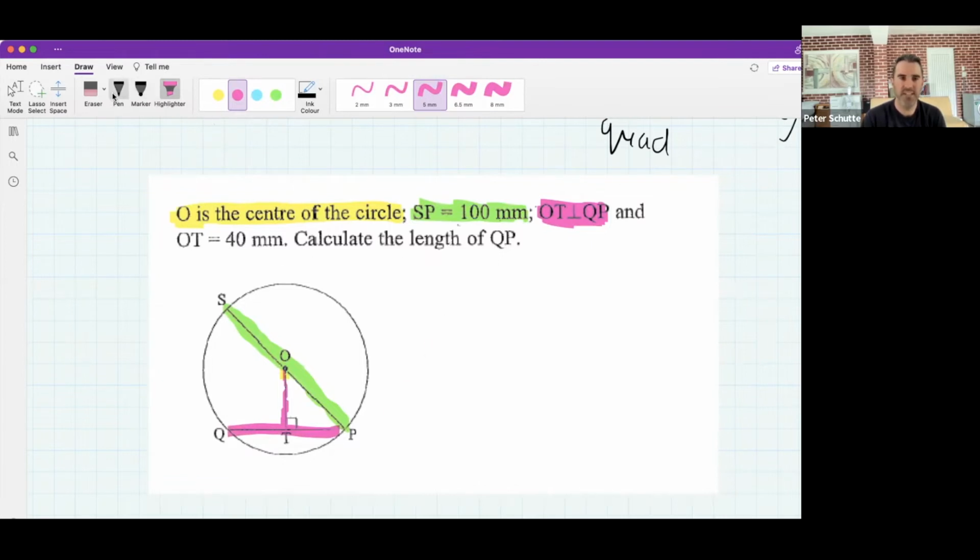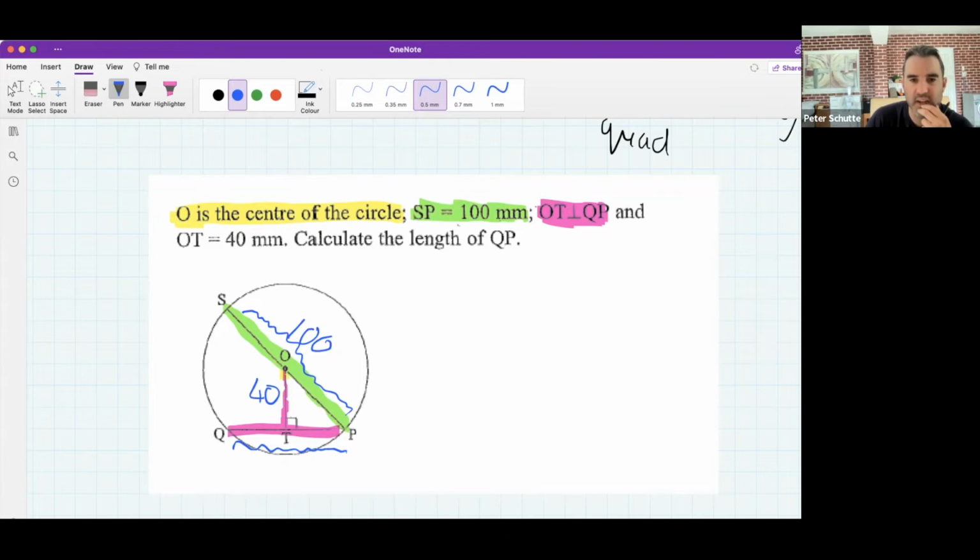And then it says OT is equal to 40, and that's not actually written on the drawing, so I'm going to put 40 over here. And then it says calculate QP. So I want to give you 30 seconds to just think about this. And the goal is to find the length of QP. I would like ideas from the class around how we might approach this problem. I haven't written SP is 100, so I suppose I should say that SP is 100. Okay, so lots of people in the chat are saying Pythagoras is going to get involved in this.